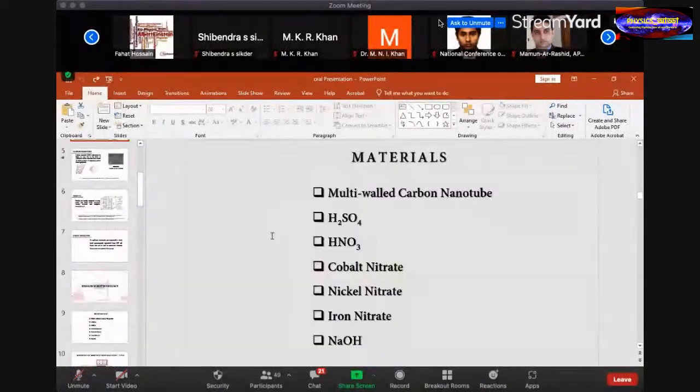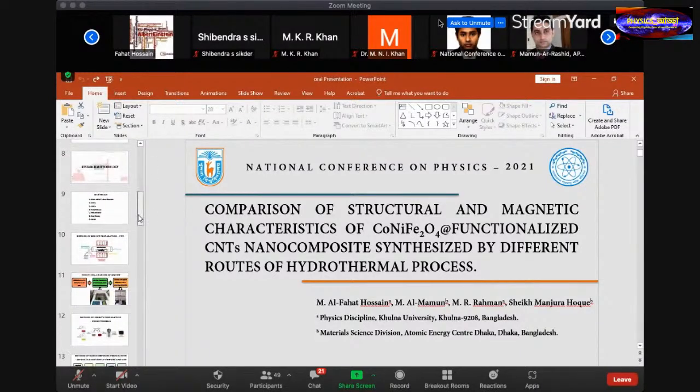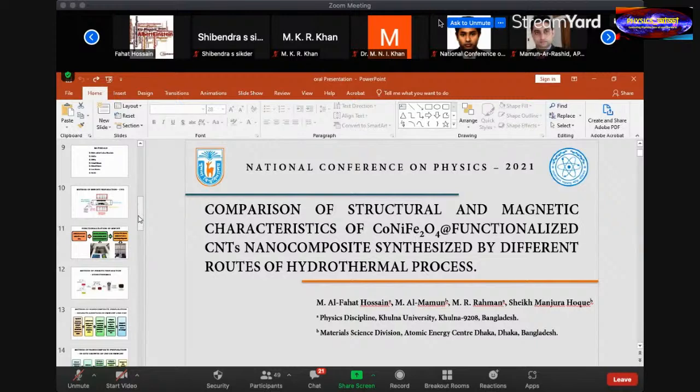You have written at the end of the title "by different routes of hydrothermal process." I didn't find any different route of hydrothermal process. My second thing is, when you work with the hydrothermal technique, you must mention the hydrothermal reaction temperature, because all the properties, all the phase formation, are highly dependent on the reaction temperature. I never found that you mentioned the reaction temperature. This is a suggestion, not a question actually.